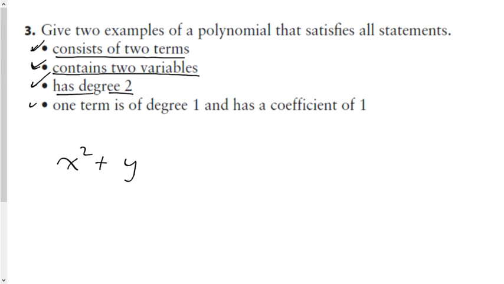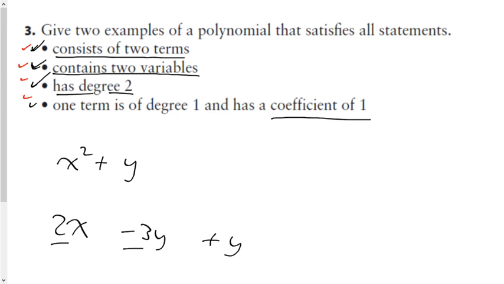And it also has to have a coefficient of 1. Now remember, a coefficient is how much of x we have. So if I had 2x, the coefficient is 2. If I have negative 3y, I have a coefficient of negative 3. If I have plus y, the coefficient that's not written is actually 1, because how many of the y do I have? I just have 1. So therefore, all of these are met with this one expression of x squared plus y.